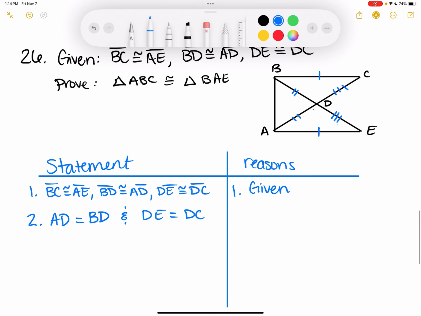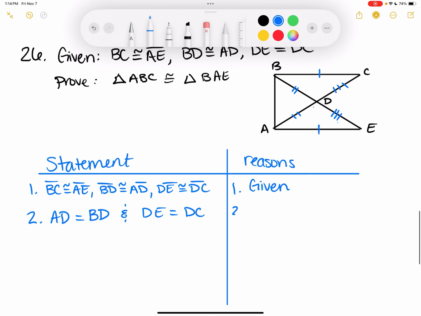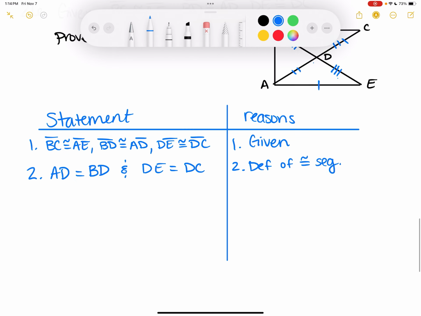So remember, when we say the segments are congruent, we can also say that they're equal, and that's the definition of congruent segments. And a lot of times if you're checking your answers in the book, they're just going to abbreviate segment like SEG. If you want to write the whole word out, be my guest.